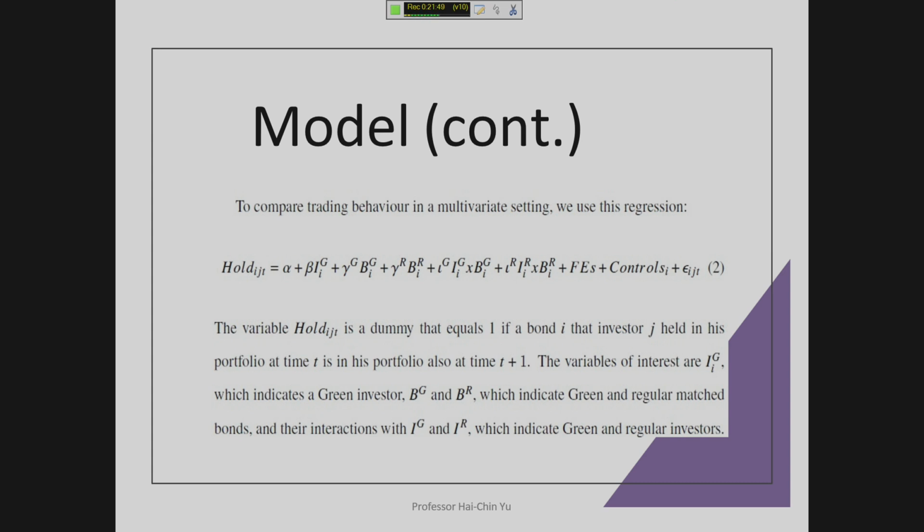And they also use another advanced empirical model to test the holding period. This is investment behavior, again, to test the regular investor, green bonds investor, about green bonds and the regular bonds. Here is the empirical model: investment type, and green bonds, interaction, fixed effect, and control variable.